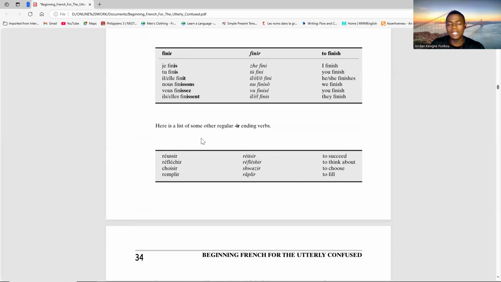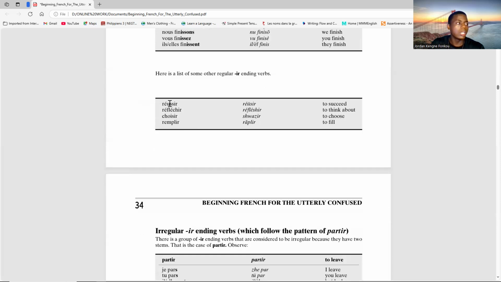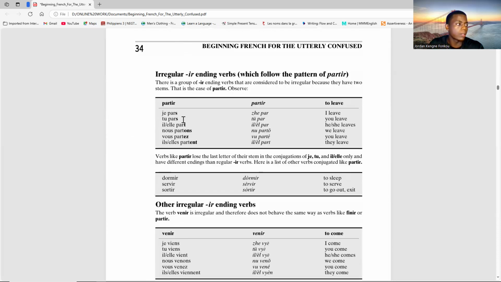We have a couple more verbs that belong to the same group. We have here réussir, réfléchir, choisir, and remplir. Réussir, to succeed, réfléchir, to think about, choisir, to choose, and remplir, to fill. That was about the regular IR verbs. What about the irregular IR verbs? Let's see. We have a couple of them here.